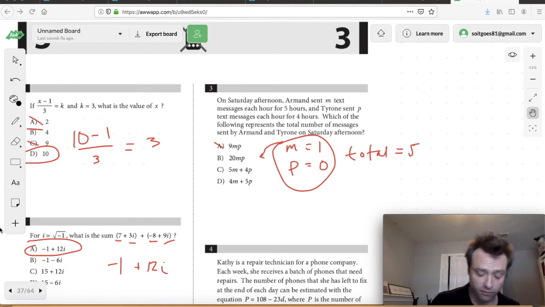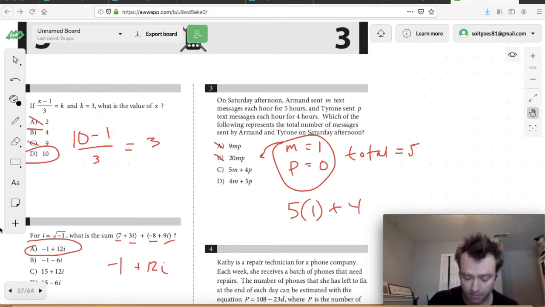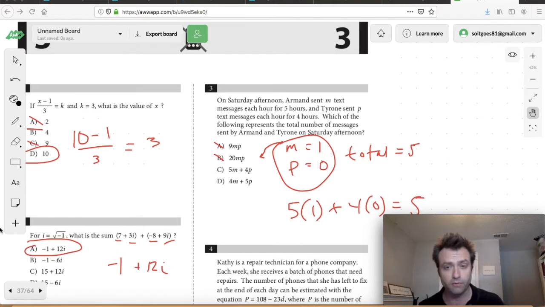Answer choice B also gives us 0, so that ain't right. Answer choice C, if we want to do it, we can plug it in. Let's plug in the 1 for M, so we get 5 times not M but 1, plus 4 times not P but 0. That does indeed give us 5, because we get 5 plus 0.